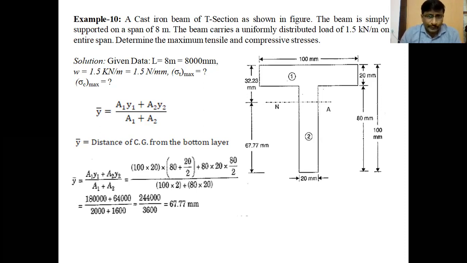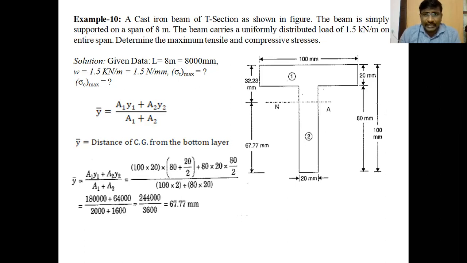Before going to the problem, first of all, let us write the given data. The length of the simply supported beam is 8 meters, that is 8000 mm. The UDL is 1.5 kilonewtons per meter, which converts to 1.5 newtons per mm. And sigma T max and sigma C max, the maximum tensile stress and maximum compressive stress, we have to find for this T section.